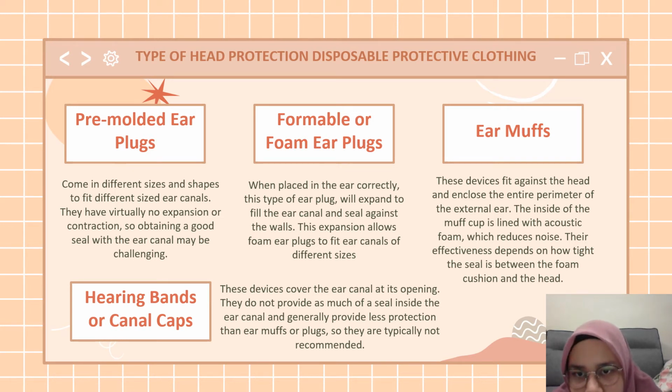Next is ear muffs. This device fits against the head and encloses the entire perimeter of the external ear. The inside of the ear muff is lined with acoustic foam. Lastly is the hearing band or canal cap. This device covers the ear canal at its opening. They do not provide as much of a seal inside the ear canal.